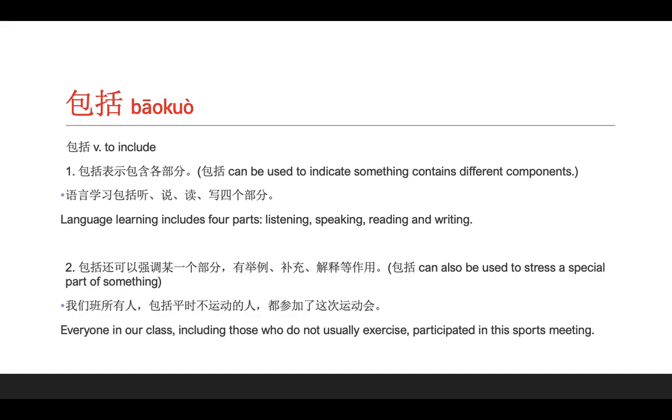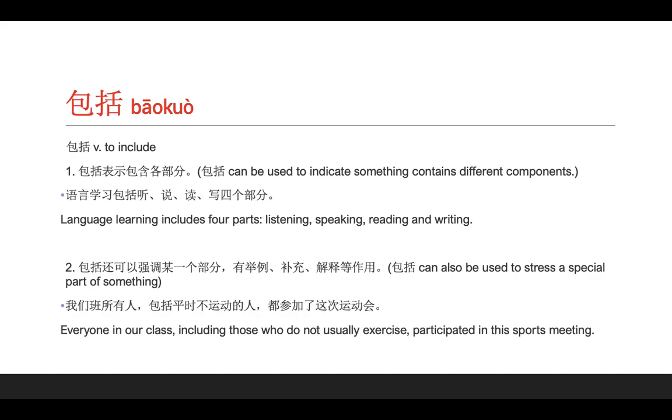The first one, 包括 can be used to indicate something contains different components. For example, language learning includes four parts: listening, speaking, reading, and writing. So you can say 语言学习包括听、说、读、写四个部分。So here, actually, it means that language learning contains something. So we use 包括 here.